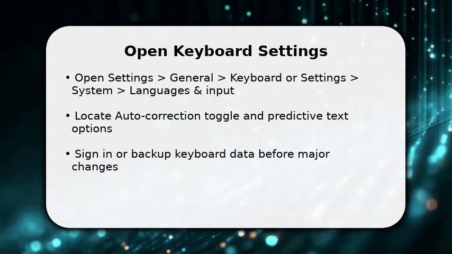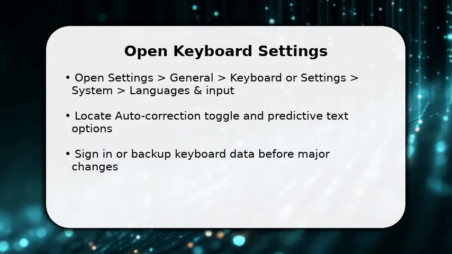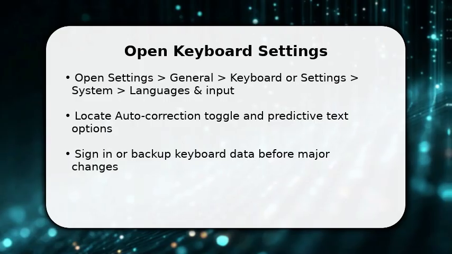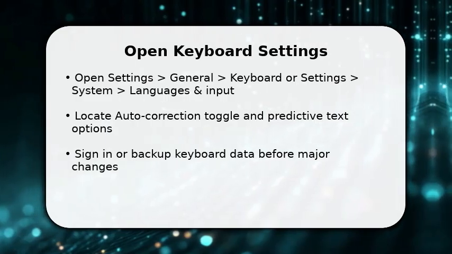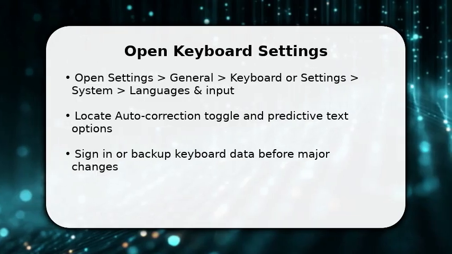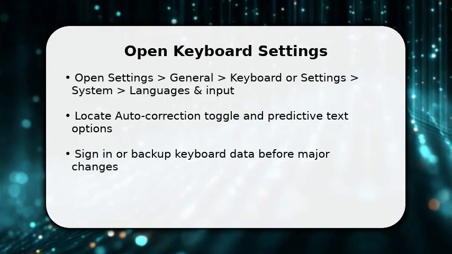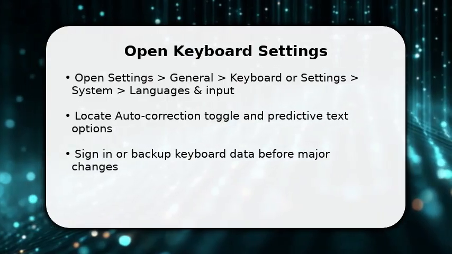You start by opening your device settings and navigating straight to the keyboard panel. This is where corrections live. Once there, find Auto Correction and Predictive Text. These two controls determine automatic fixes. Toggle Auto Correction off to stop automatic replacements. Leave Predictive Text if you still want suggestions.